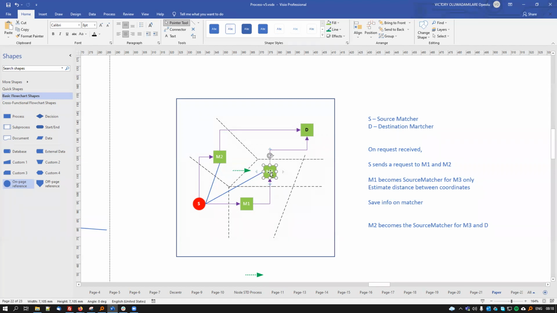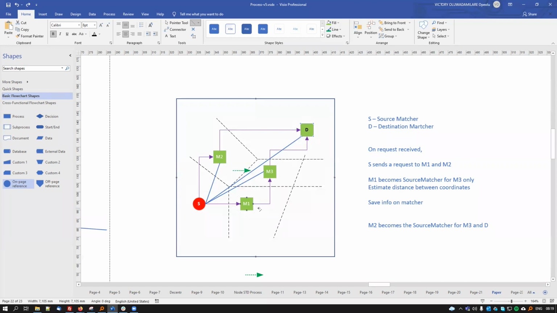And then you can keep asking the same question towards D. Between D and S, which is the closest? You can draw a line between D and S, right? If you draw another line between D and S, and again you ask the question, who is the closest node to that line? And what is your answer?